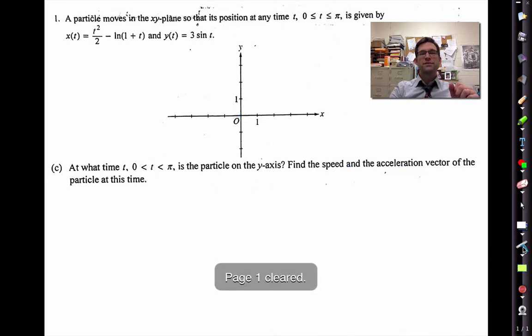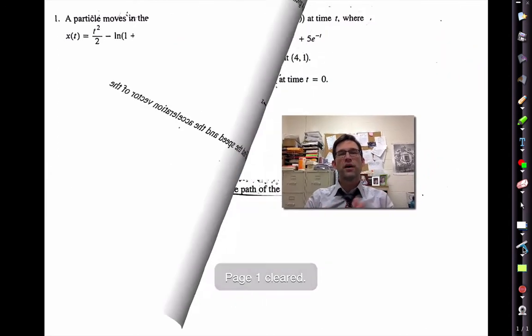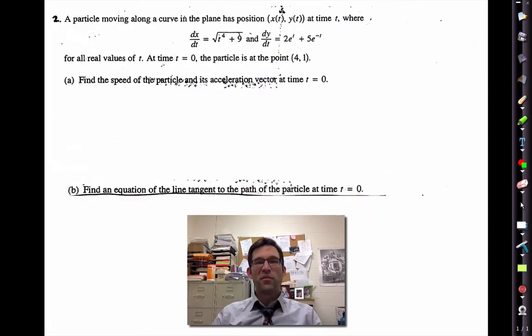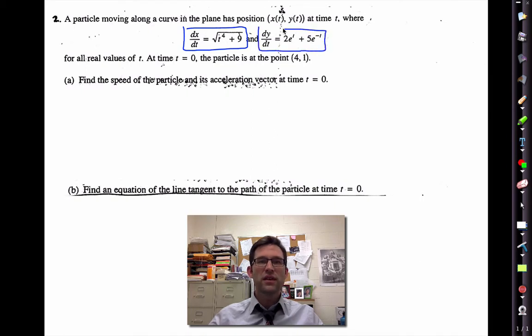All right, here we go. It's gone. Let's move on. Second AP problem. A particle is moving along a curve in the plane such that it has a position of x of t, y of t at time t, where dx/dt, so this is interesting, they're immediately giving us the derivatives. dx/dt is the square root of t to the 4th plus 9, and dy/dt is 2e to the t.